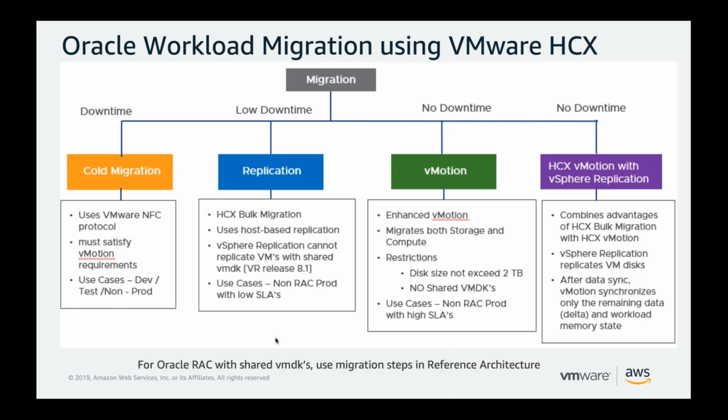Now let's take a look at migrating Oracle workloads to VMware Cloud on AWS. On a very high level, Oracle workload migration from on-premises to VMware Cloud on AWS can be achieved in one of two ways. The first way is using the VMware Hybrid Cloud Extension, aka HCX, or the second way is to use the native VMware and Oracle methods.